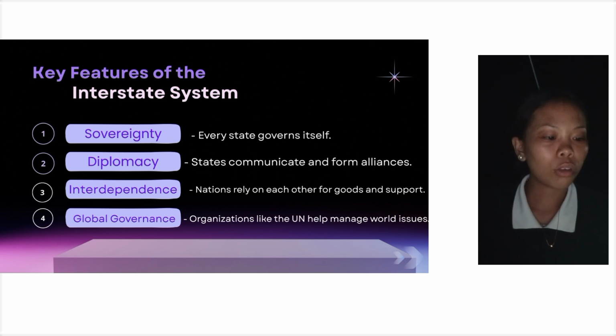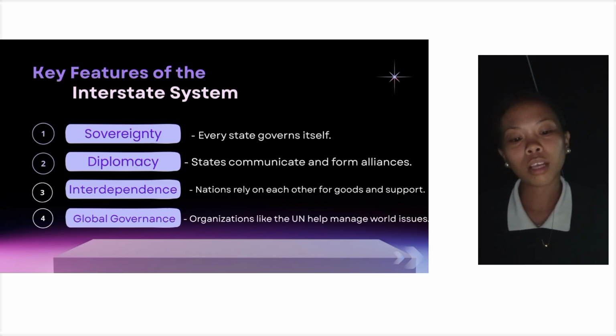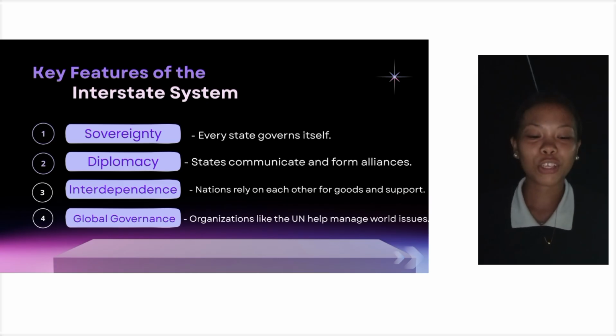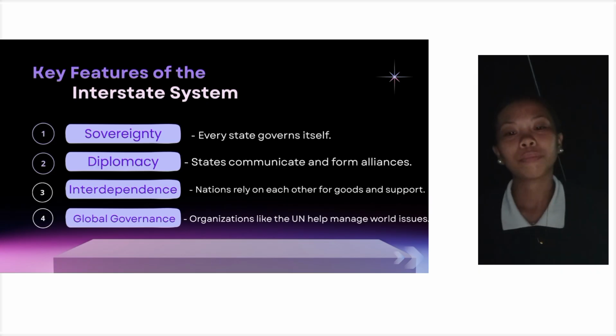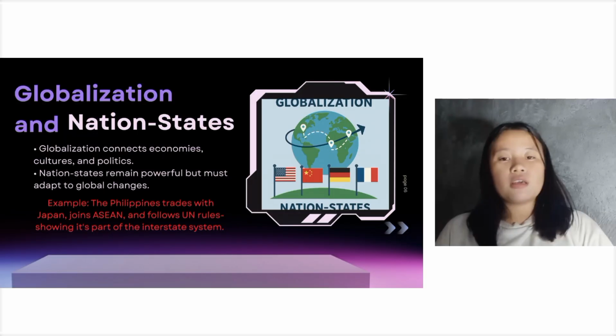The last one is global governance. Organizations like the UN help manage world issues. So for global governance, the United Nations helps countries to solve global problems such as poverty, climate change, and peacekeeping in conflict areas. That would be all. Thank you.